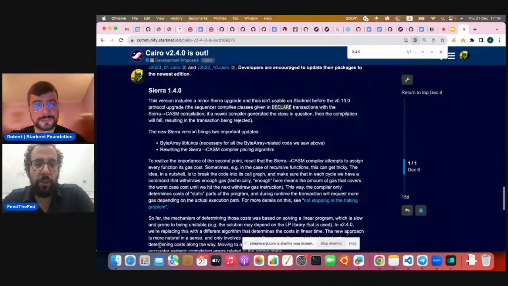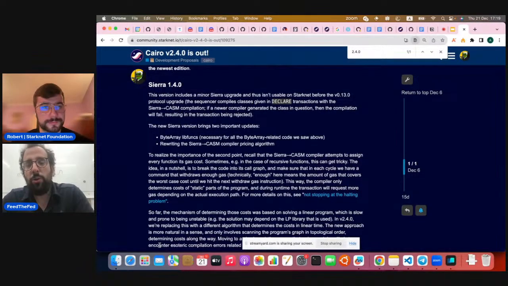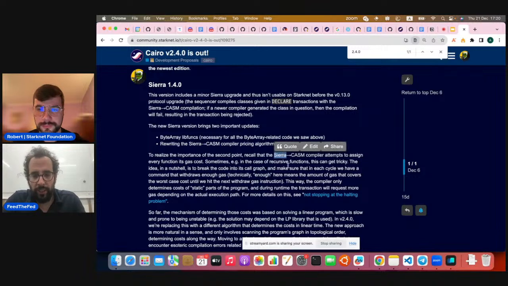There's a new Sierra version, which is the reason we're even discussing this. The protocol knows the Sierra version. The protocol does not care about high-level Cairo. What the sequencer needs to know is how to compile Sierra down to Cairo assembly. Remember that Sierra is what is actually being sent to the sequencer and not Cairo. You compile from Cairo to Sierra at home and submit Sierra to the sequencer. So we've upgraded Sierra.